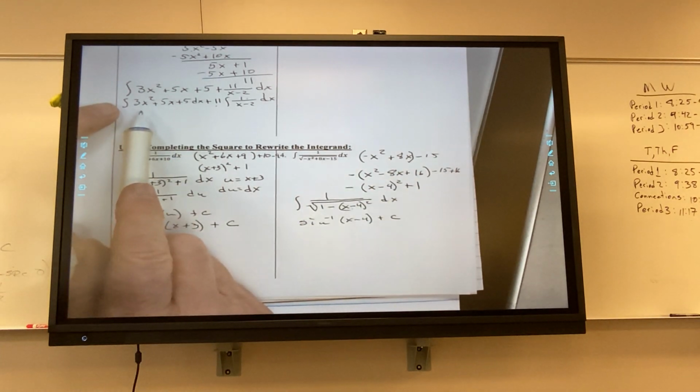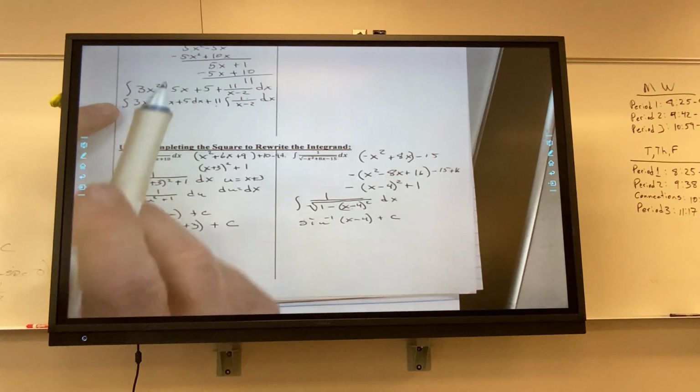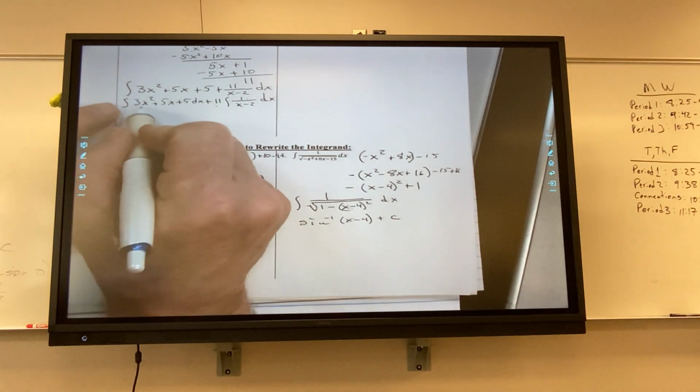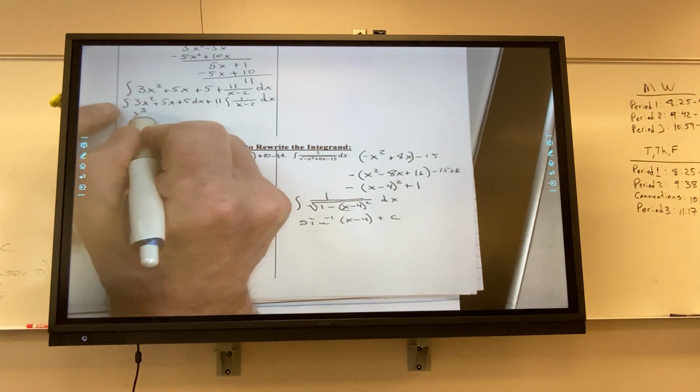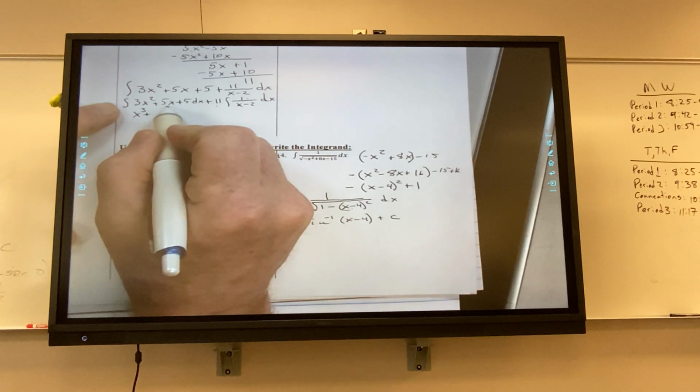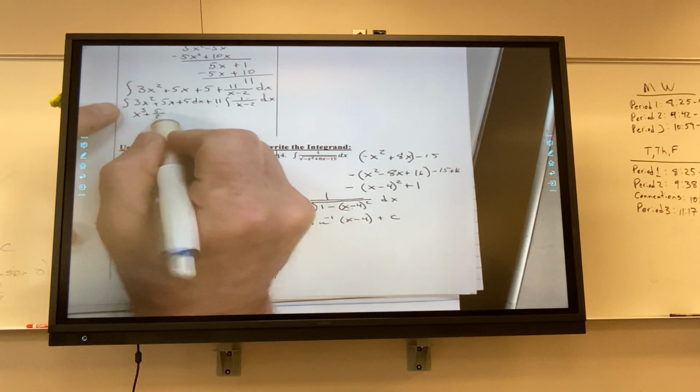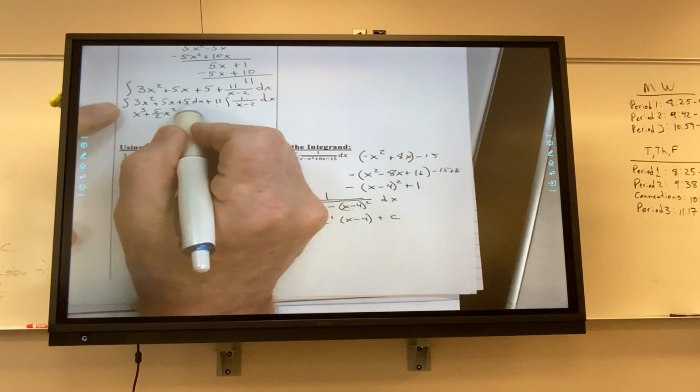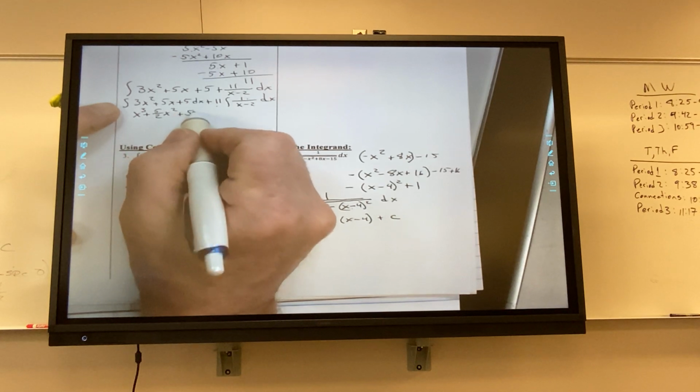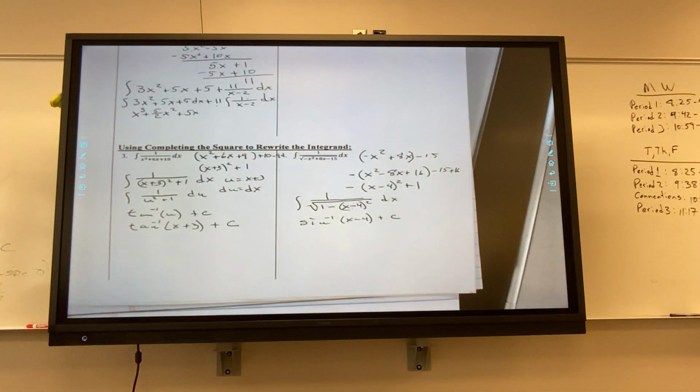Okay? Jonah, what's the antiderivative of this? X to the third, perfect. Plus 5 over 2 x squared, perfect. Plus 5x. Everybody agree with that? That's just reversing the power rule, right?